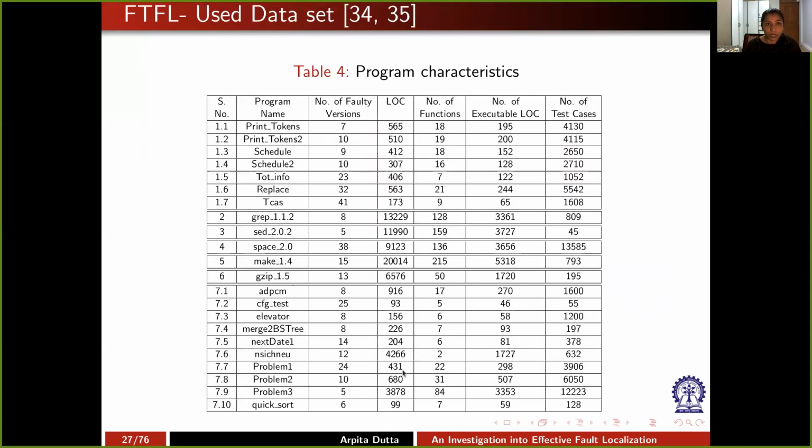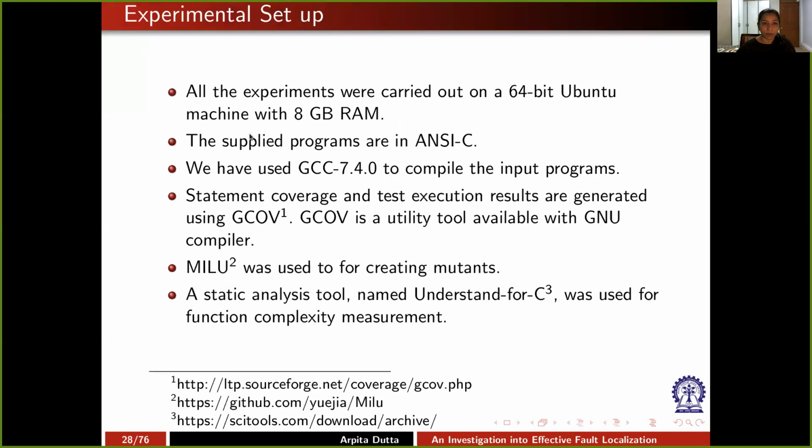Now, to validate the effectiveness of our method, we have taken some programs and we tested this method. The programs that we have taken are open source. They have been taken from these repositories, like Siemens, Student, DefenseJ and NTS. So these are the characteristics: the number of faulty versions present, lines of code, number of functions, executable lines of code, and the number of test cases. This is our experimental setup.